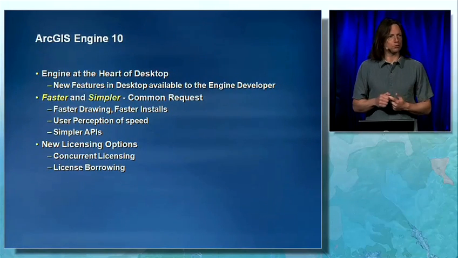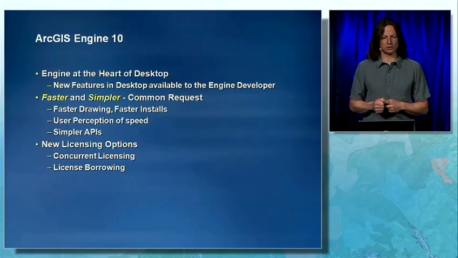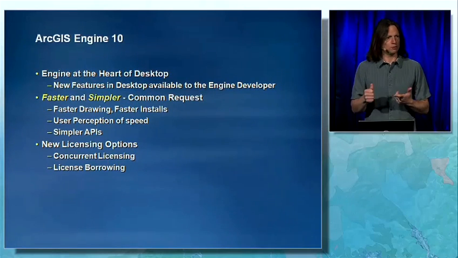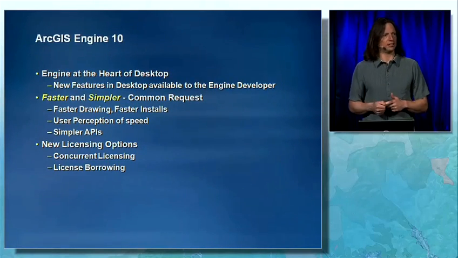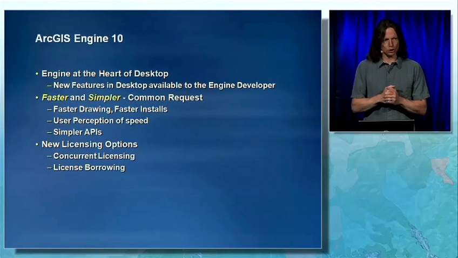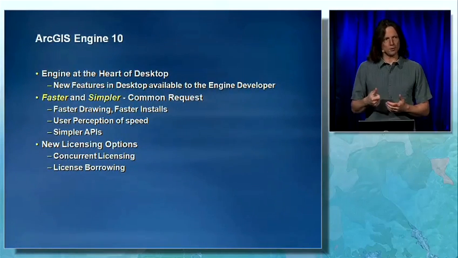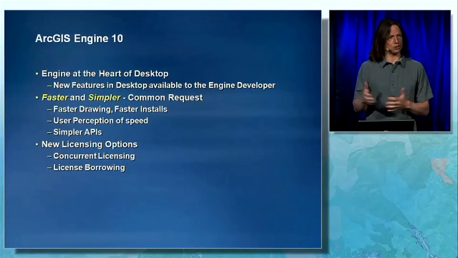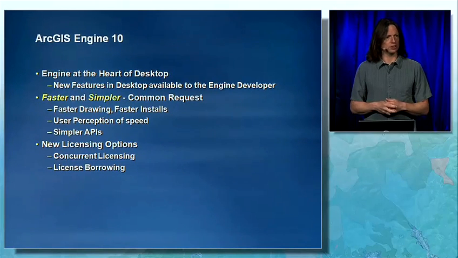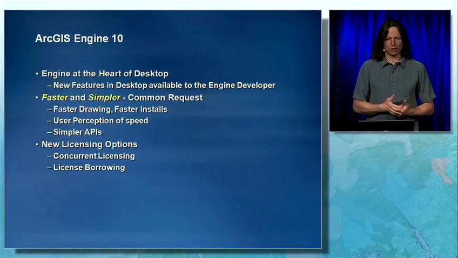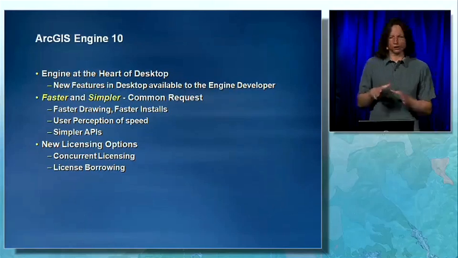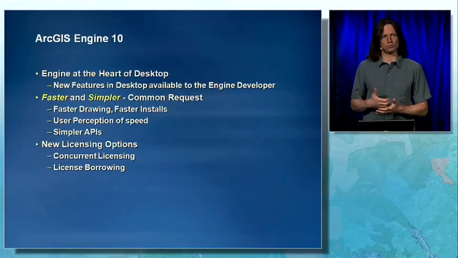Probably the two most common requests we get from engine developers are that we want things faster, but we also want them simpler. And these are definitely common goals that we share with you, and we've been working hard at 10 to make that happen. We've got faster drawing. We saw that with John's demonstration, with the new base map layer technology. We've got faster installs. Typically, all of our installs across the board, engine, desktop, and server, are about 30% quicker now than they used to be at 9.3.1. We've worked hard on improving the underlying technology there.